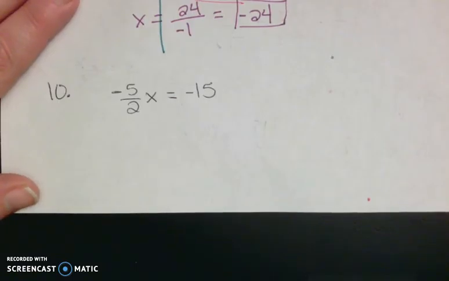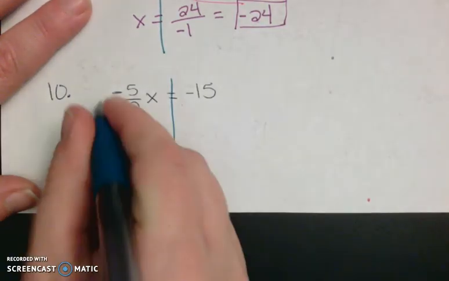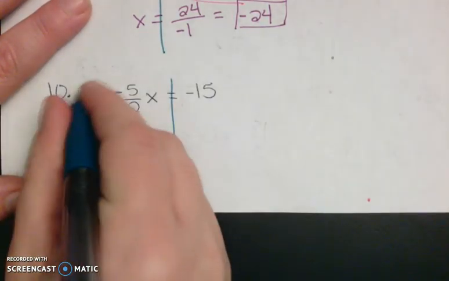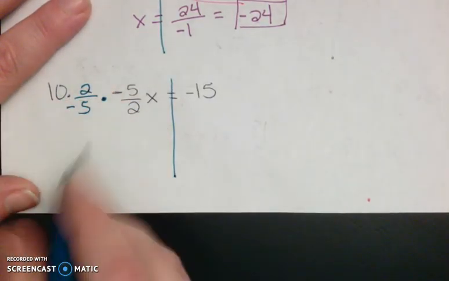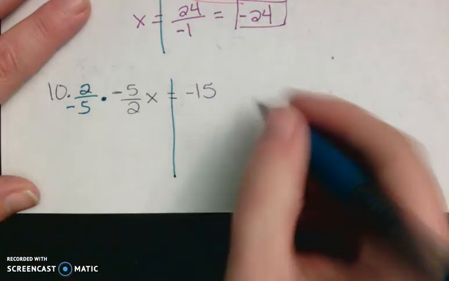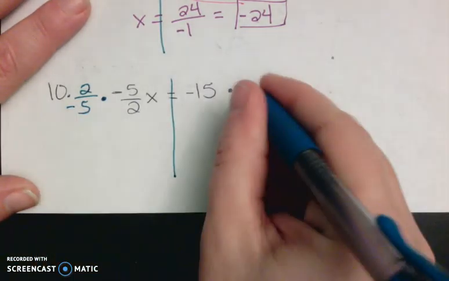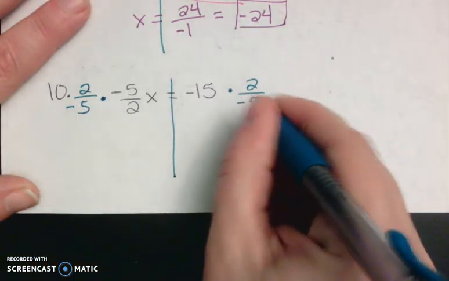Okay, here's another fraction. So we multiply by the reciprocal. Split this up. I multiply by 2 over -5. So you flip it. Same to the other side. What we do to one, we do to the other. So I multiply this by 2 over -5.